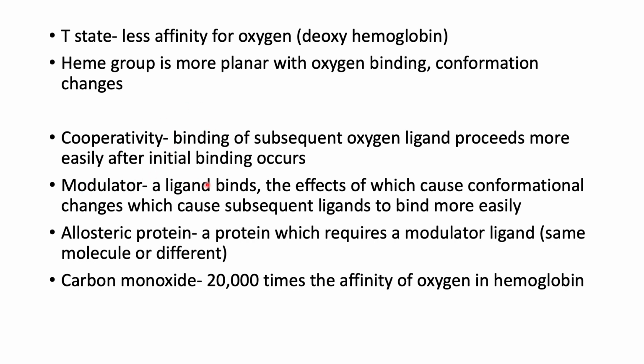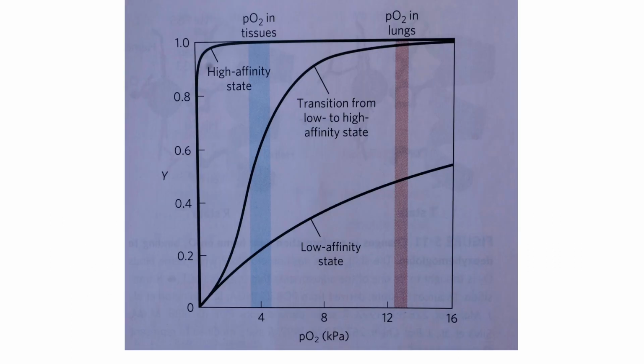So the modulator is a situation where a ligand binds, and then you get conformational changes, more easily binding subsequent ligands. An allosteric protein is one that requires a modulator ligand. It can be the same or a different molecule. And one of the problems with carbon monoxide is that it has 20,000 times the affinity of oxygen for hemoglobin, so it basically freezes the hemoglobin in a state that renders it useless for the individual to respire.